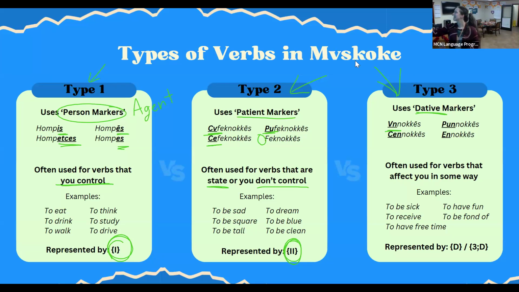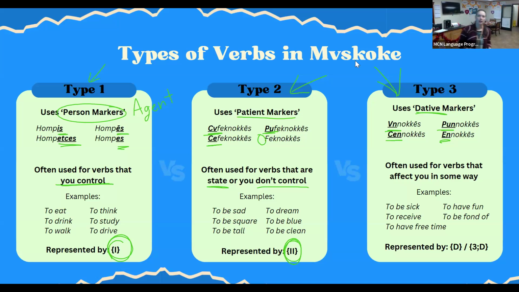Unnokis, ginnokis, gunnokis, and innokis. So they use front and it's different. Unnokis, ginnokis, gunnokis, innokis, right?